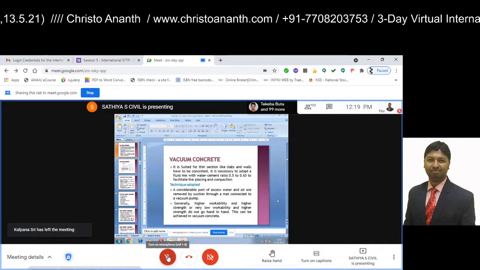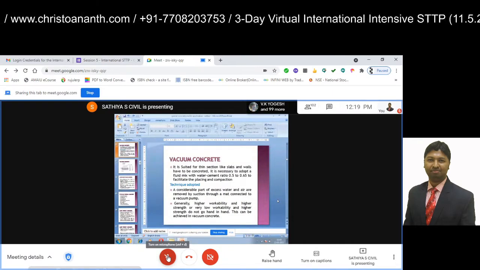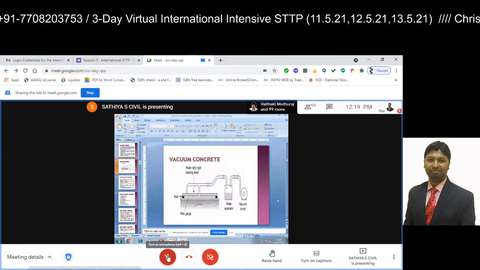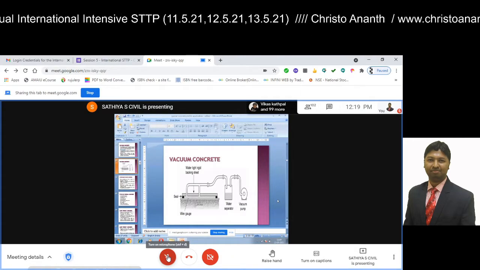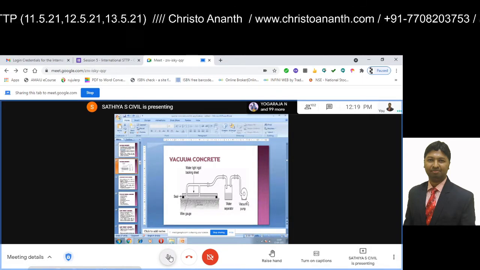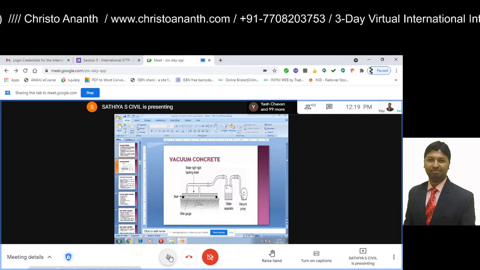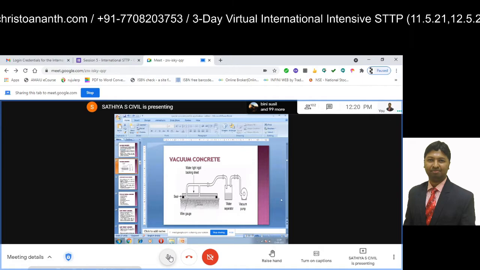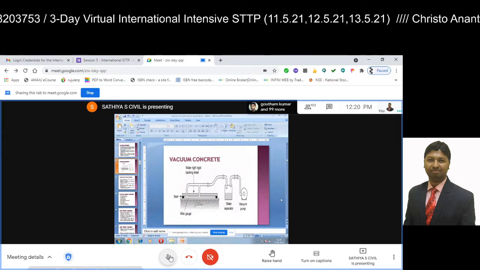Generally, higher workability and higher strength, or very low workability and higher strength, do not go hand in hand. This can be achieved in vacuum concrete. So this is a picture of vacuum concrete. Here, vacuum is used for extracting the excess water. Here is a water separator. Here we can separate the water from the concrete matter. In this technology, vacuum is used to remove the excess water.